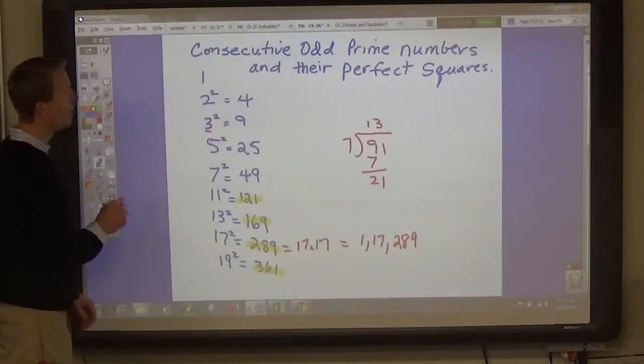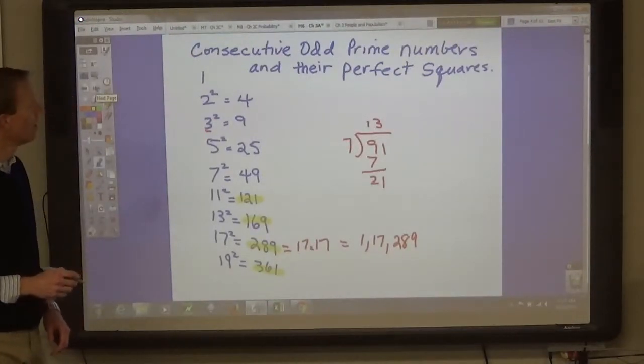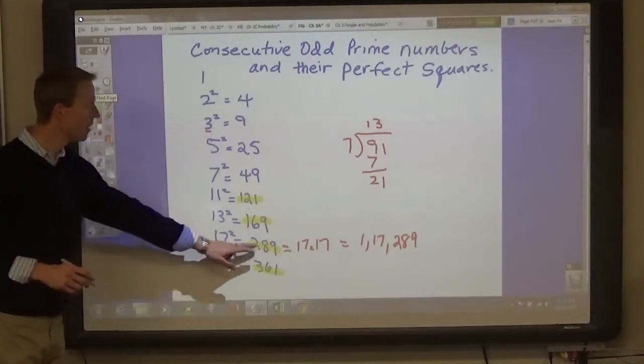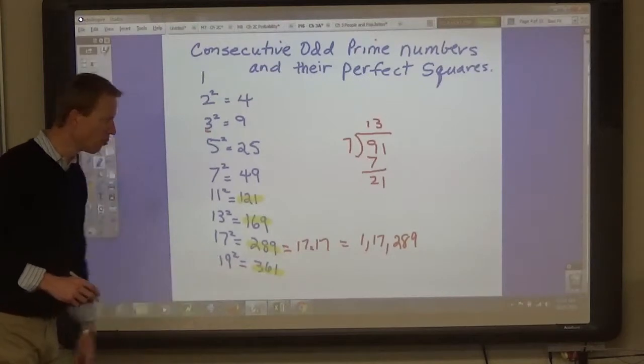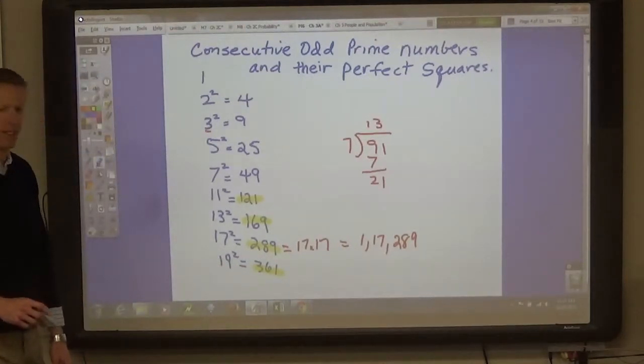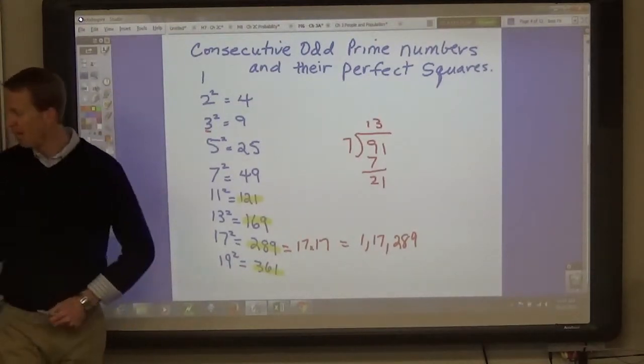So those are prime and composite numbers. There's some more: 17 squared is 289, 19 squared is 361. So that might be helpful later on.